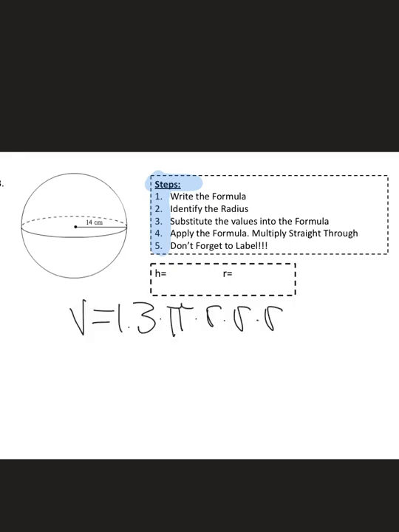Alright, so I created the formula, which is volume equals 1.3 times pi times r times r times r. So step 1 is done. I need to identify the radius. Remember, that's from the center to the edge of the circle. So our radius is 14 centimeters.